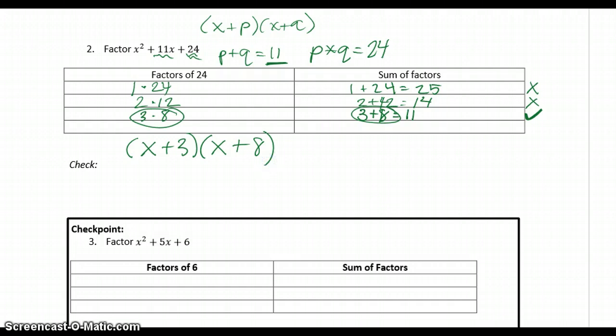Again, I can check by multiplying. So I'll distribute: x times x is x squared. x times 8 is plus 8x. 3 times x is plus 3x, and 3 times 8 is plus 24.